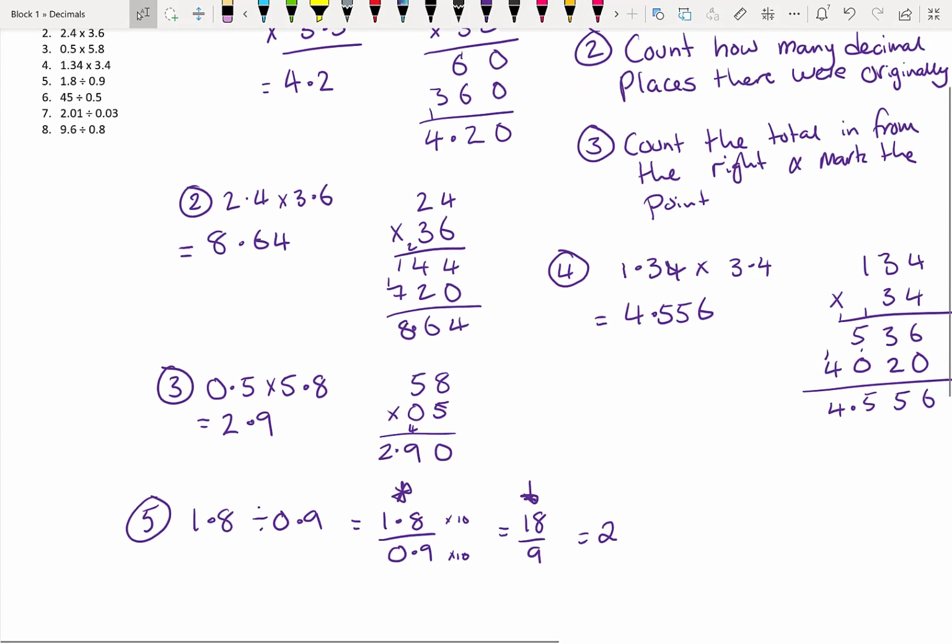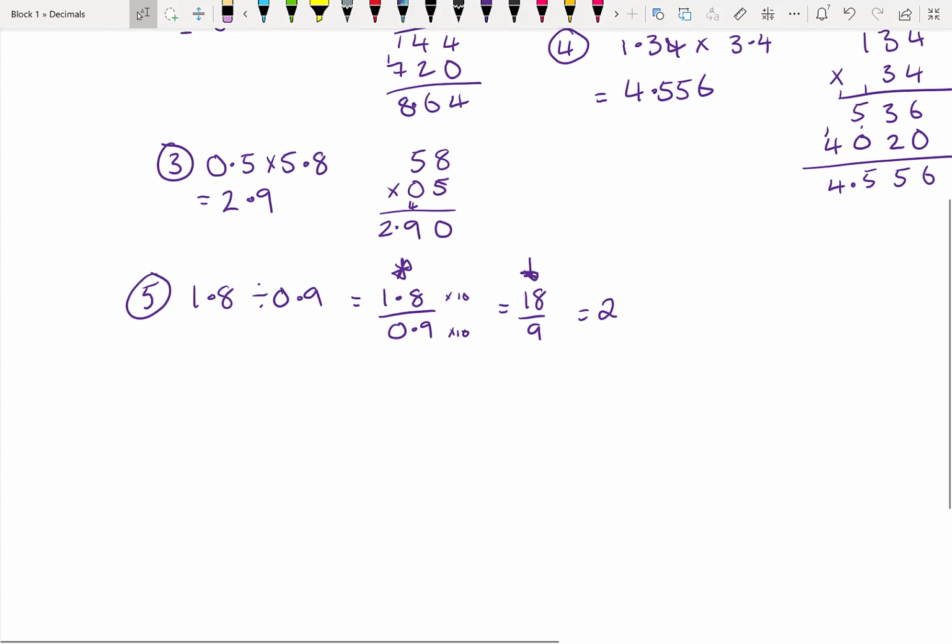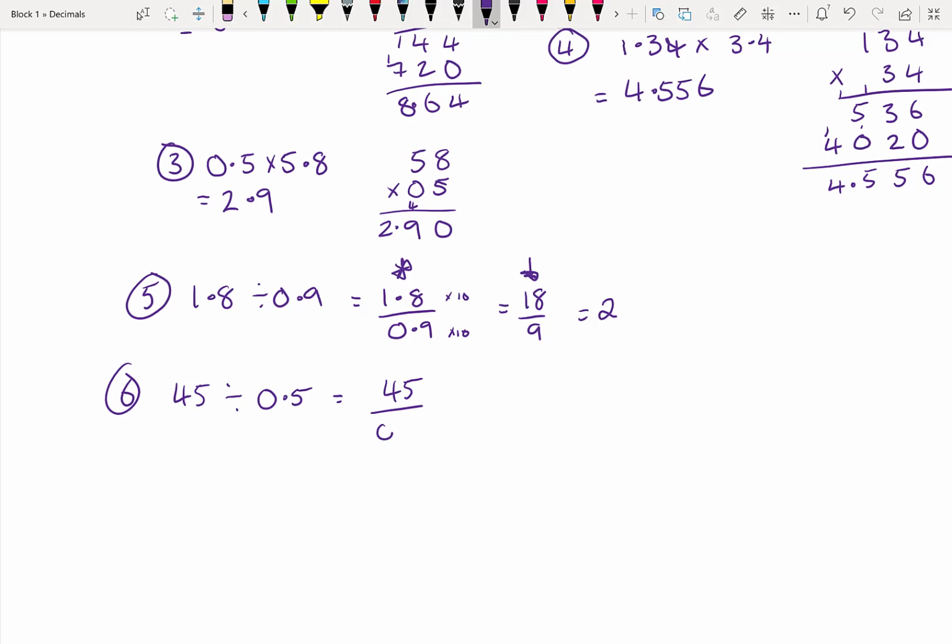So the 6th one, we're going to do 45 divided by 0.5. So again, I'm going to write that out as a fraction. I've got 45 over 0.5. Okay, if I multiply the bottom number by 10, that'll get rid of my decimal. So I need to multiply the top number by 10. And so that leaves me 450 in the top with 5 in the bottom.